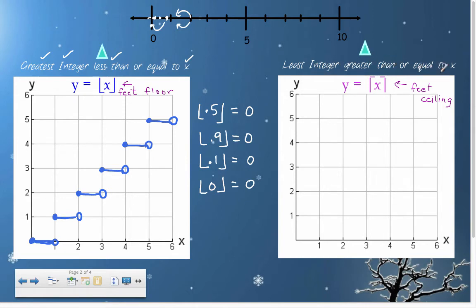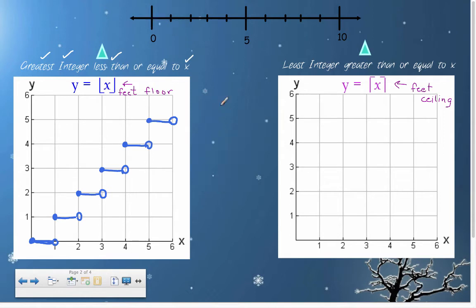So have you got an idea of what the least integer greater than or equal to x is going to do? Let's start again, 0.5. What's the least integer greater than 0.5? So I have to be greater than it. And I want to pick out of all the integers that are greater than it, which of those is the least one? Oh, 1.